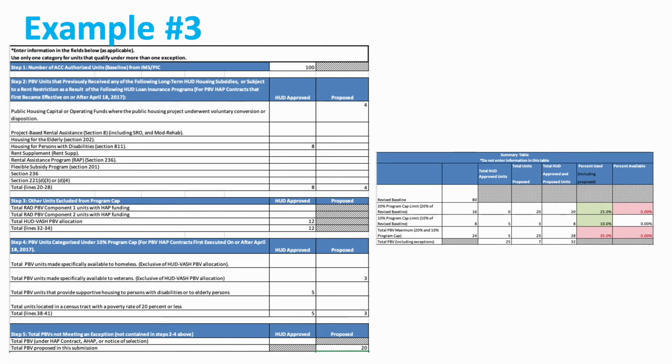Example number 3 shows what happens when a PHA exceeds the 20% overall program cap. In this example, the PHA is proposing an additional 20 regular PBV units. In the summary table, you will see on line 11 that this put the PHA at 25% of the program cap, exceeding the 20% limit by 5%. HUD will reject this proposal for being over the 20% overall PBV cap.